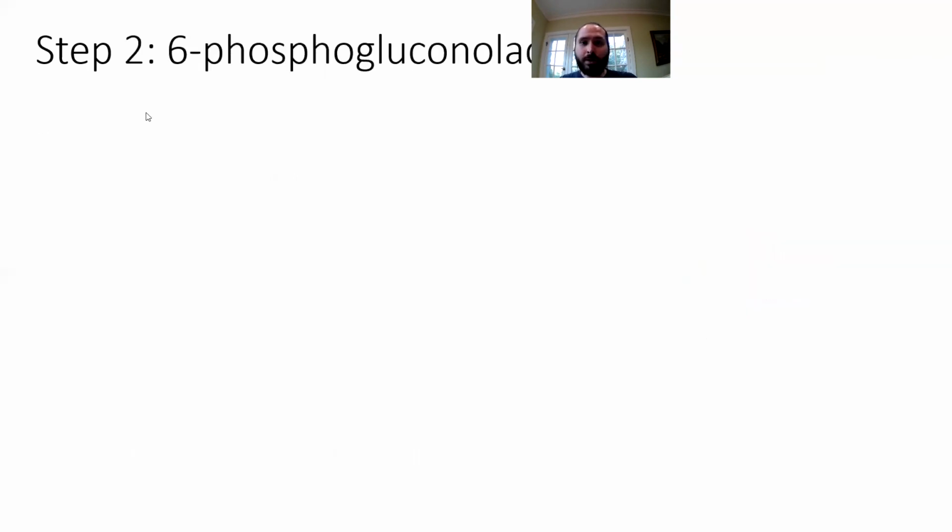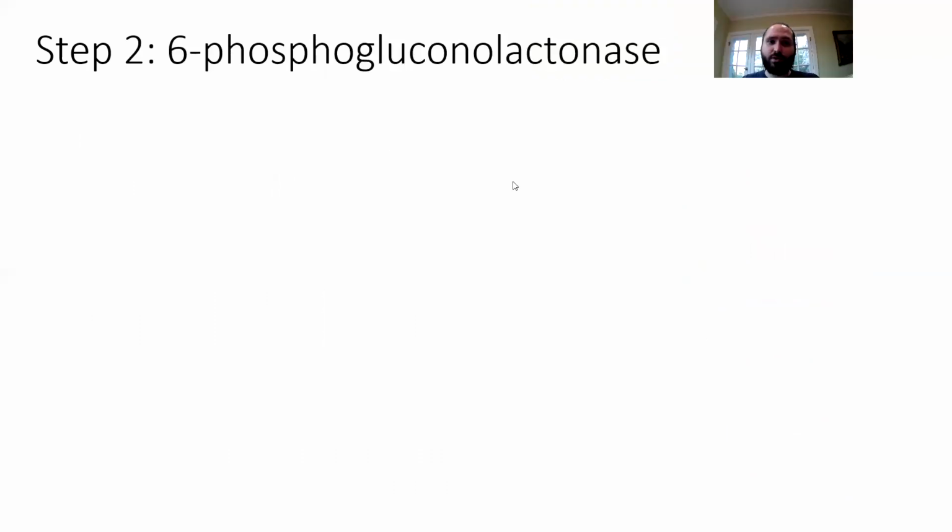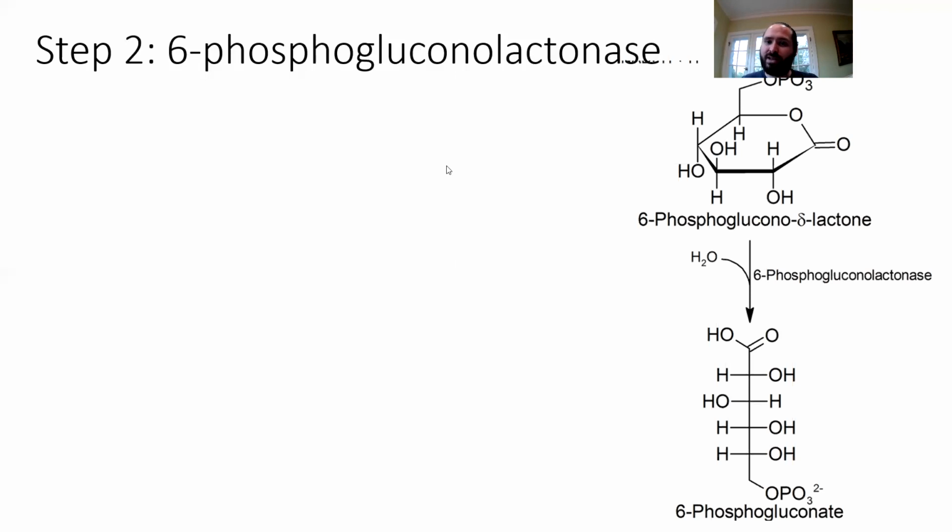Step 2. So we've now made 6-phosphogluconolactone. We have an enzyme called 6-phosphogluconolactonase. It's a fun one. What do we think this enzyme might do? Remove the lactone. Yeah, all we can tell based on this name is it sounds like it's doing something to the 6-phosphogluconolactone, hydrolyzing something, breaking down something.